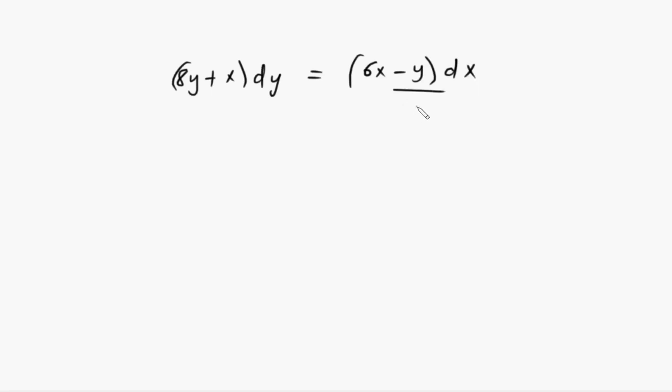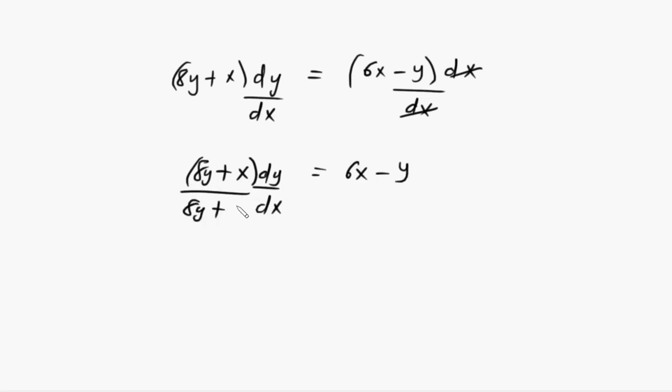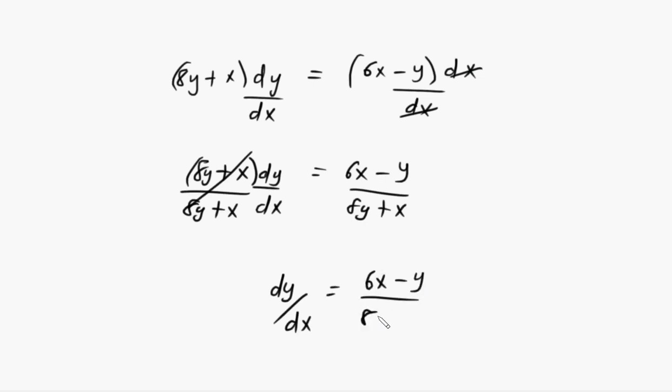So I divide by dx here and dx here because I'm looking for dy/dx. So I just remain with (8y plus x) dy/dx is equal to 6x minus y. Now I divide by 8y plus x here and 8y plus x here, so it goes away. So dy/dx now becomes (6x minus y) over (8y plus x). So that is how we differentiate an implicit function. The rest I think you just need to revise and solve many questions and you will get it.